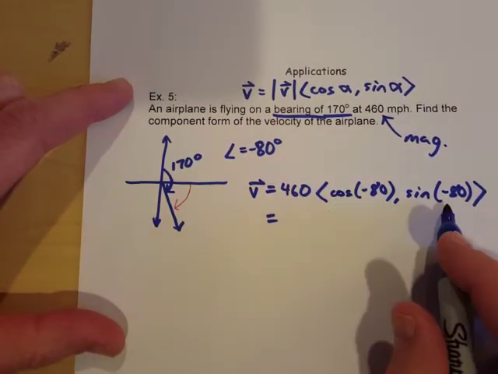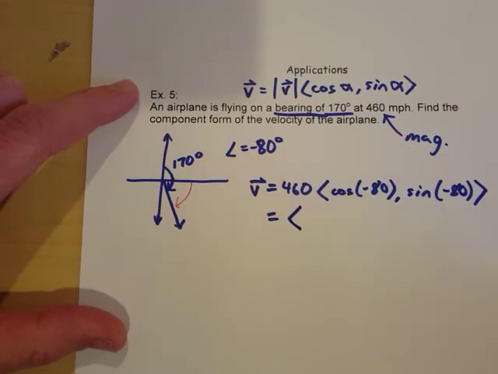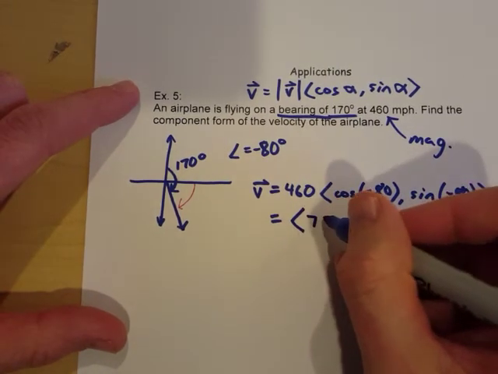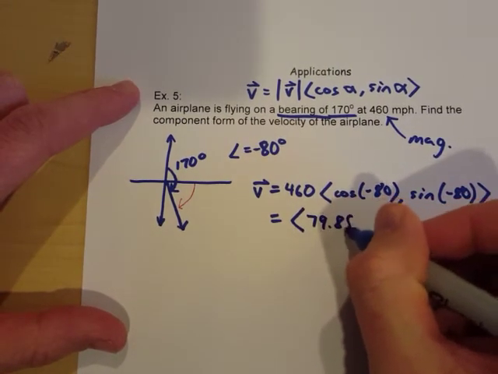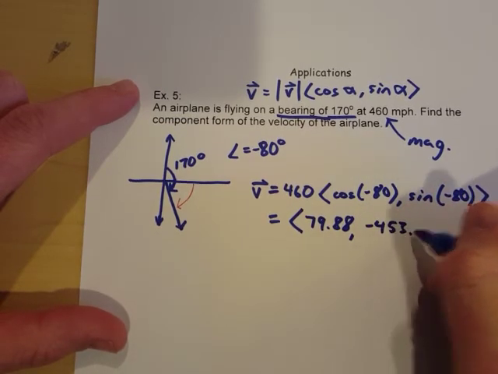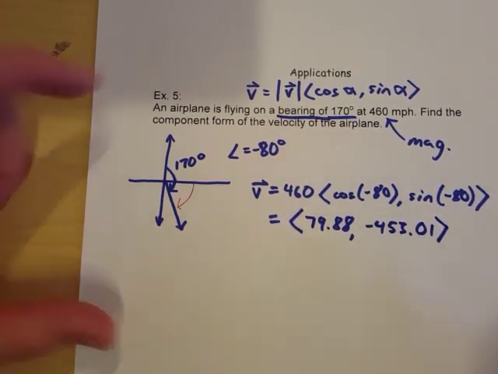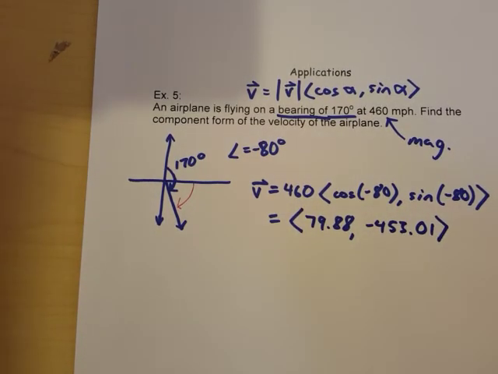And so we do cosine and sine, distribute the 460 just to eliminate some of the details here. That'll simplify down into about 79.88, negative 453.01, and we're going to talk a little more about that in the next example as far as what that means for us with the path of this airplane.